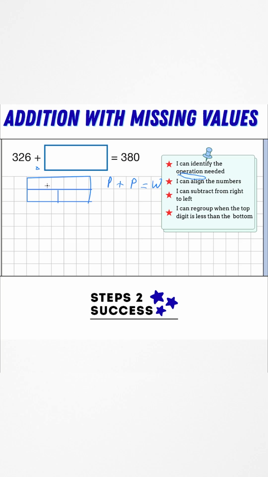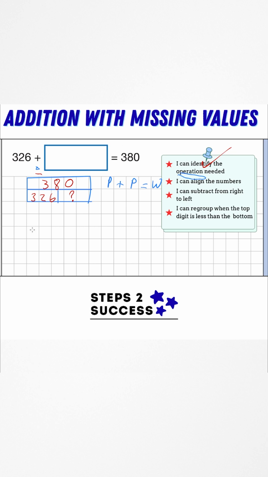Now let's fill this in. So 326 plus something equals 380. Well, 380 is our total amount, so that is our whole. 326 is one part, and the other part we do not know. So actually we need to use subtraction in order to find this missing part. Have we identified the operation? Yes, we have. Now we need to align the numbers.